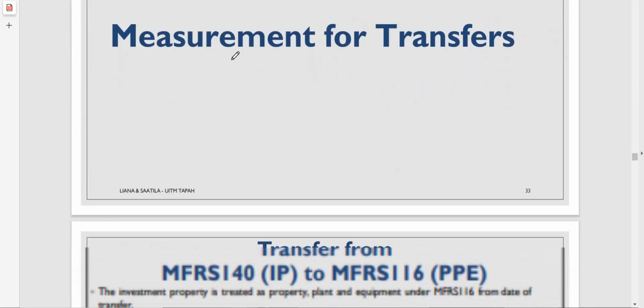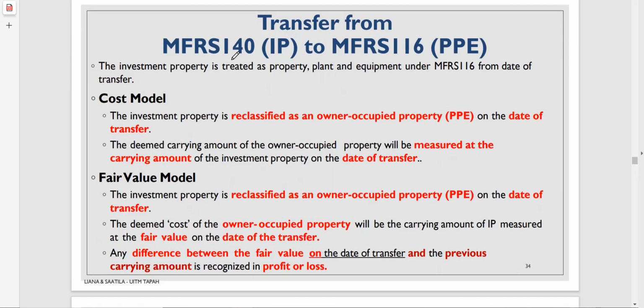So let us look at the measurement of transfer, and our focus, as I mentioned, is the transfer from the first one, which is from the investment property, rented building, or maybe land that was held for capital appreciation, that is now transferred to become an owner occupied property, OOP, which is the term used under MFRS 140, but with a reference to the accounting treatment under MFRS 116. So owner-occupied property will be accounted for as per MFRS 116.